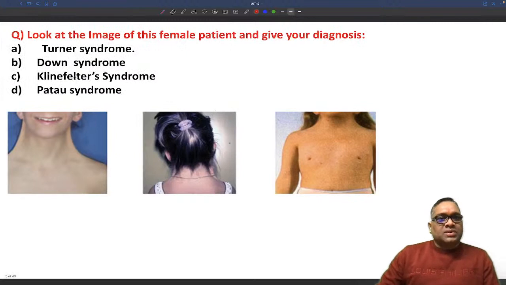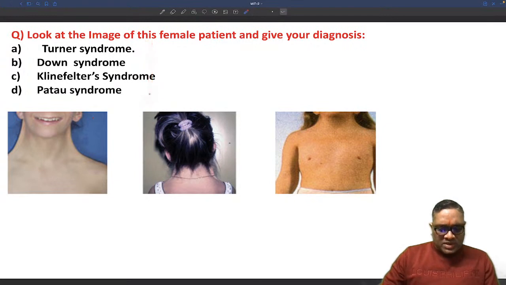Now come to the next question. Look at the image of this female patient and give your diagnosis. So now you can see these are the three images which have been given, and you have to tell me out of all these which syndrome it can be.